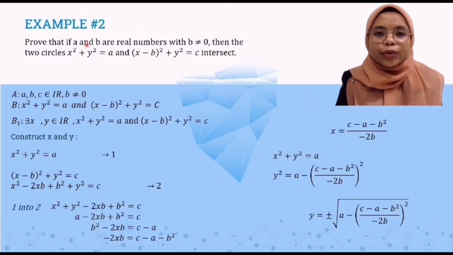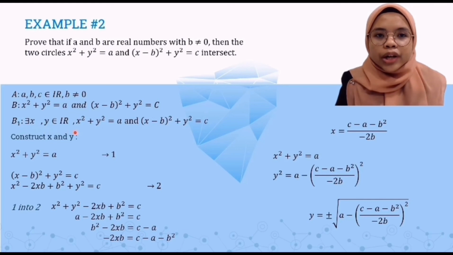Next, example 2. Prove that if A and B are real numbers with B not equal to 0, then the two circles x squared plus y squared equals A and (x minus B) squared plus y squared equals C intersect. First of all, we can list down the A and B in this question. Then we can use the B to make B1, which has x and y that we did not have in A, so this method must be used. Because of that, we need to construct x and y. We can use the two equations in B1 to get it. Then it will be like this.